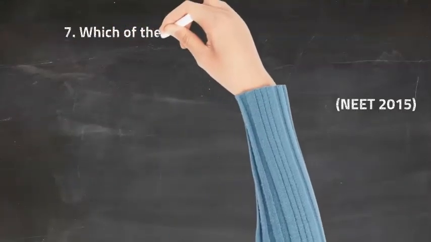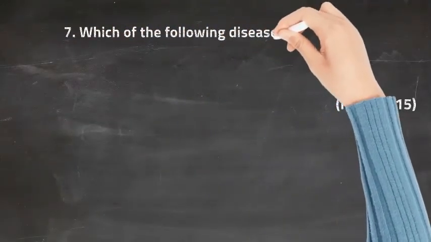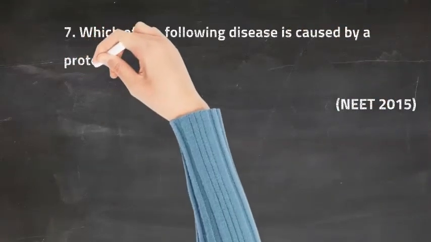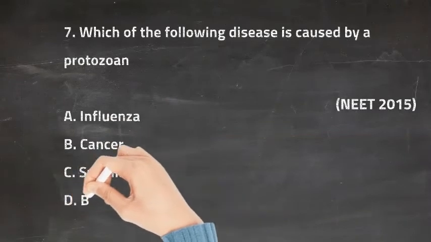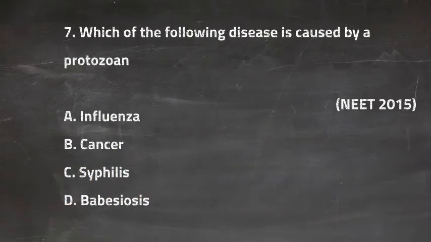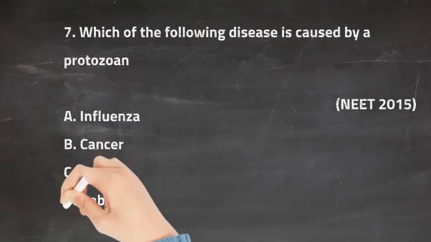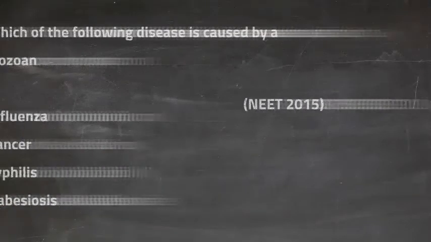Seventh question is, which of the following diseases is caused by a protozoan? The first option is influenza, the second option is cancer, the third option is syphilis, the last option is babesiosis. The right answer for this question is option D, that is babesiosis.